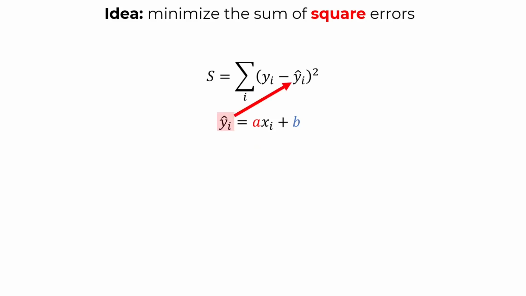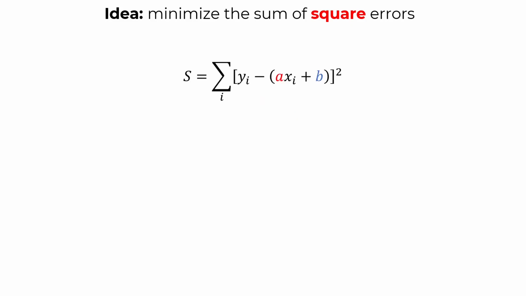Okay, let's substitute yi hat in the original equation. This is what we get. Notice that s is now a function of a and b. We're now going to tweak these values to make s as small as possible. We know from calculus that when s is at a minimum, its derivatives with respect to a and b are both going to be 0.